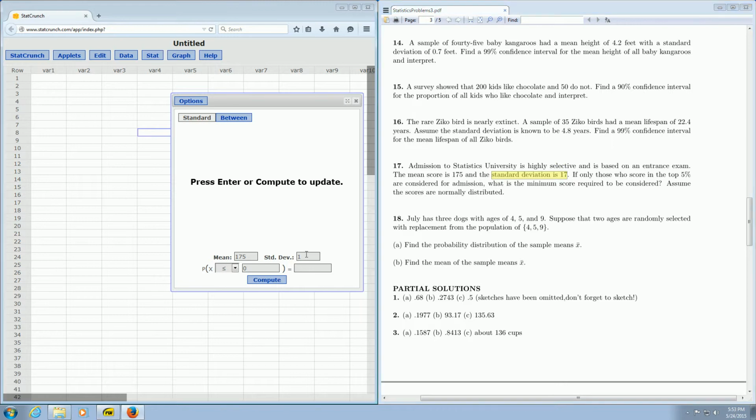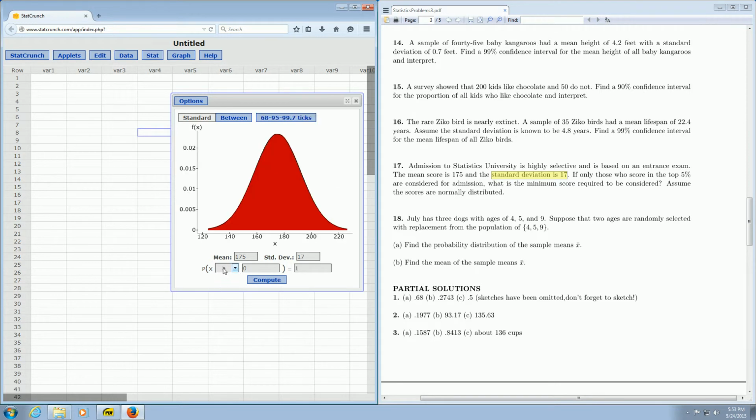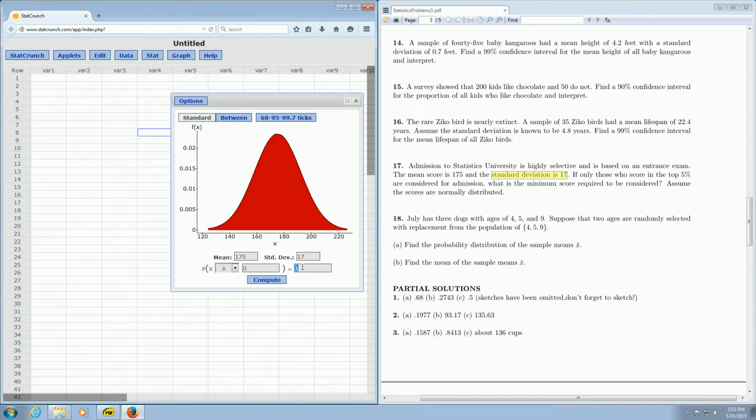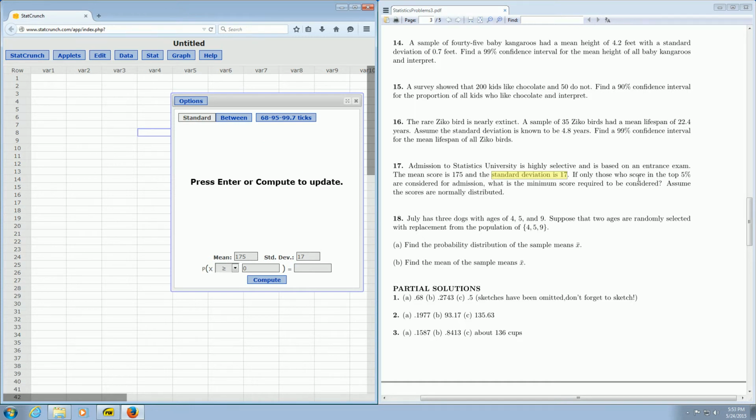So there's the 17. And because it says top 5%, all you do is change this to greater than. If it said bottom 5%, you would leave it at less than. So change it to greater than. And then you want to enter the 5% in the second box. So as a decimal, that's 0.05. You always put it in the second box and you write it as a decimal.